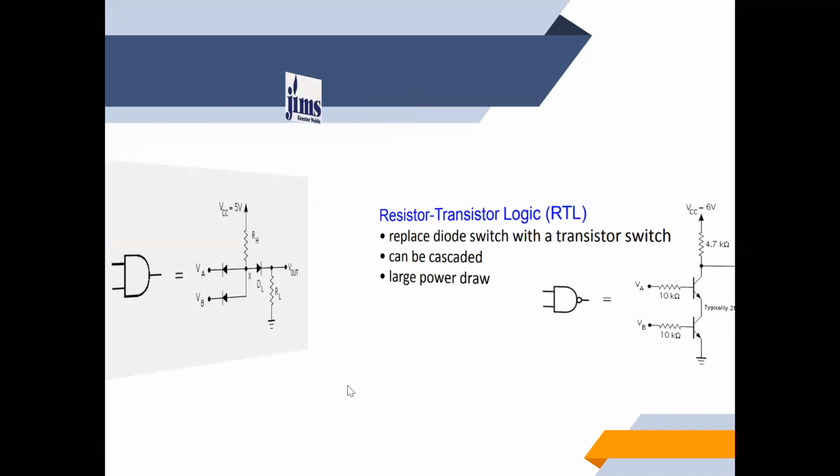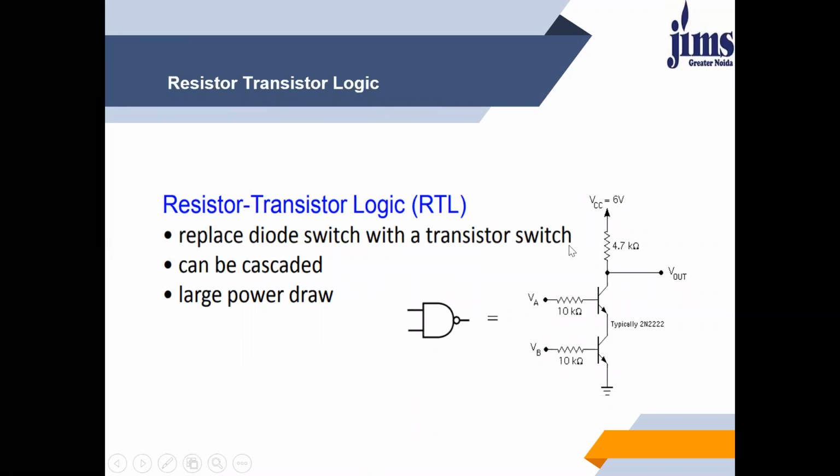Now let's talk about the next gate. This is the RTL circuit. This is a circuit of an RTL. Here, each diode will be replaced by a transistor, but the resistance remains the same. Here, it can be connected in a cascaded form. Let's suppose VA and VB both are 0. So both the transistors will not work.